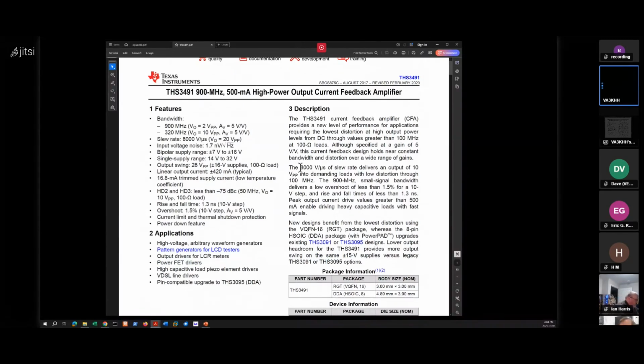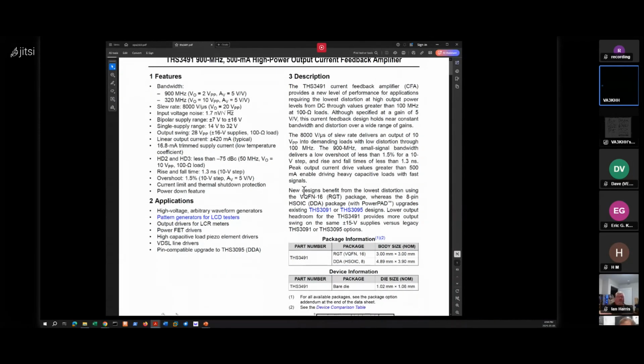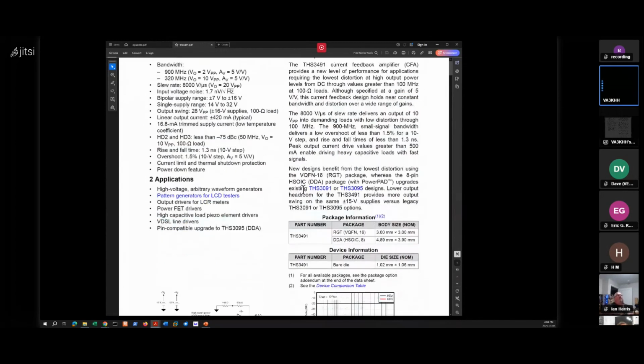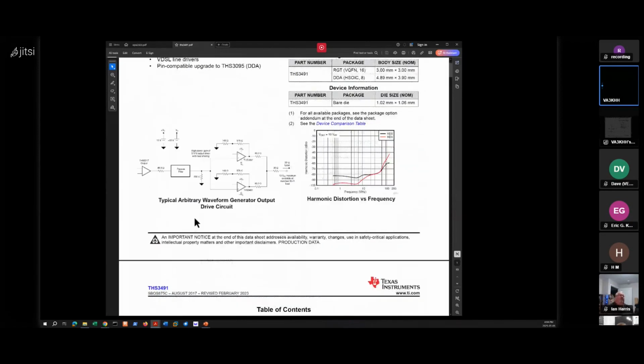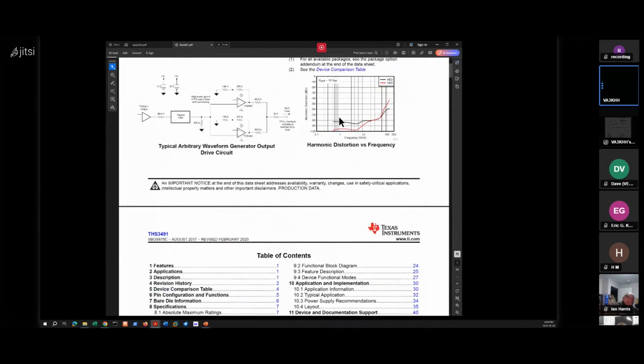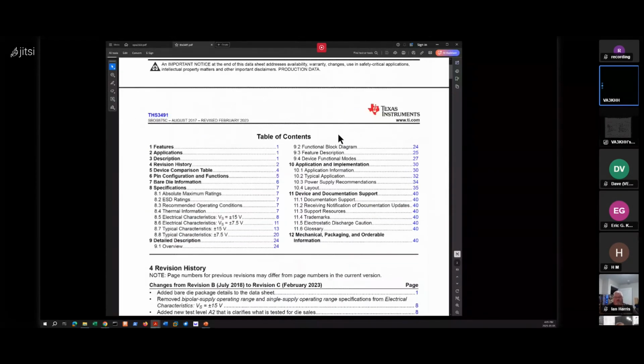So they're saying this 8,000 volts per microsecond can go up to 10 volts peak to peak, up to 100 megahertz. So that's pretty impressive, I think, personally. Some other applications they have here: power FET drivers, piezo element drivers. Harmonic distortion, dB down from carrier up to 20, 30, 40 megahertz is minus 80 dB down. So pretty good distortion numbers.